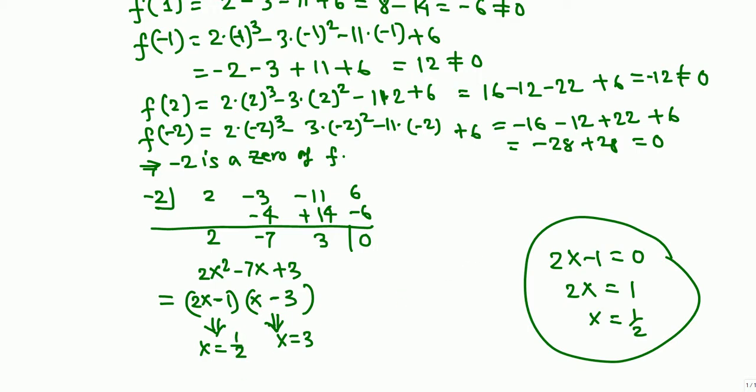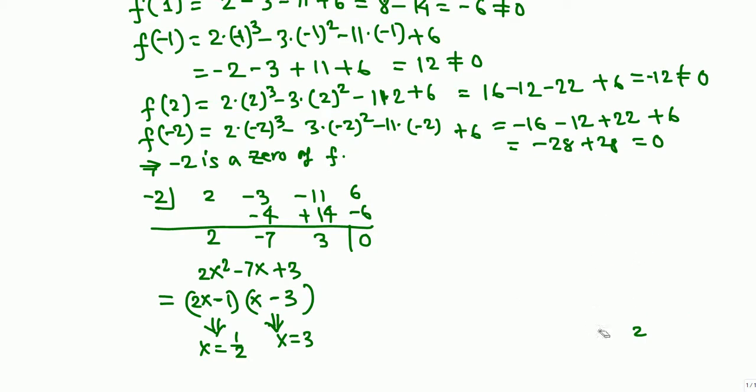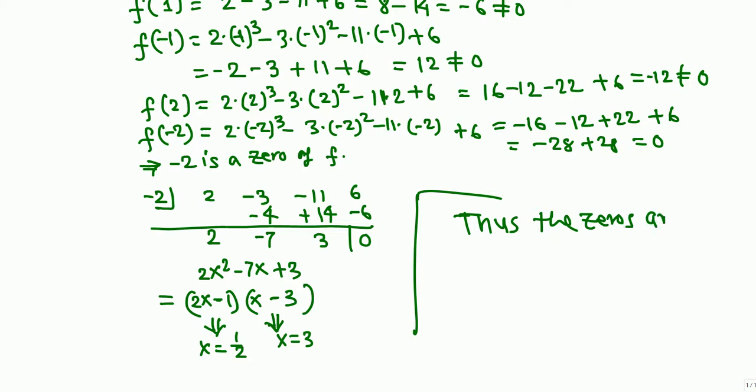Thus, all 3 zeros are rational zeros, and the zeros are, we found from the remainder, negative 2, and found 1/2 and 3. Final.